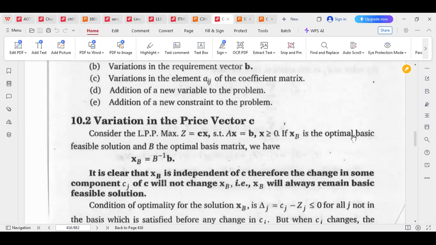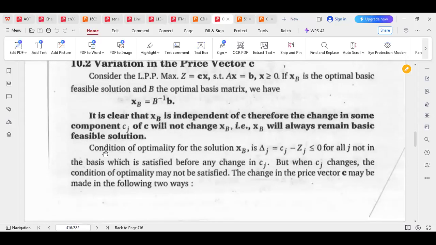If x is the optimal basic feasible solution and B is the optimal basis matrix, then we have xB equals B inverse b. So it is clear that xB is independent of the cost vector C. Therefore, changes in some components of the cost vector C, that means C1, C2 up to Cn, will not change the basis. That means xB will always remain basic.